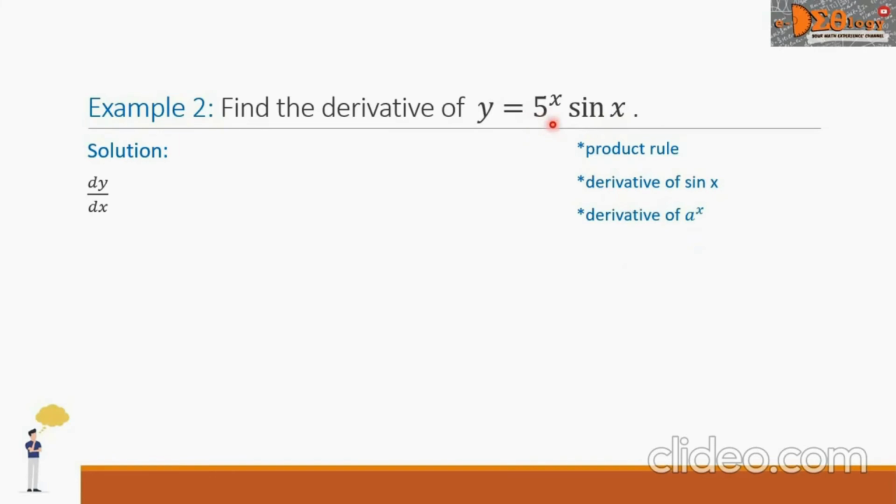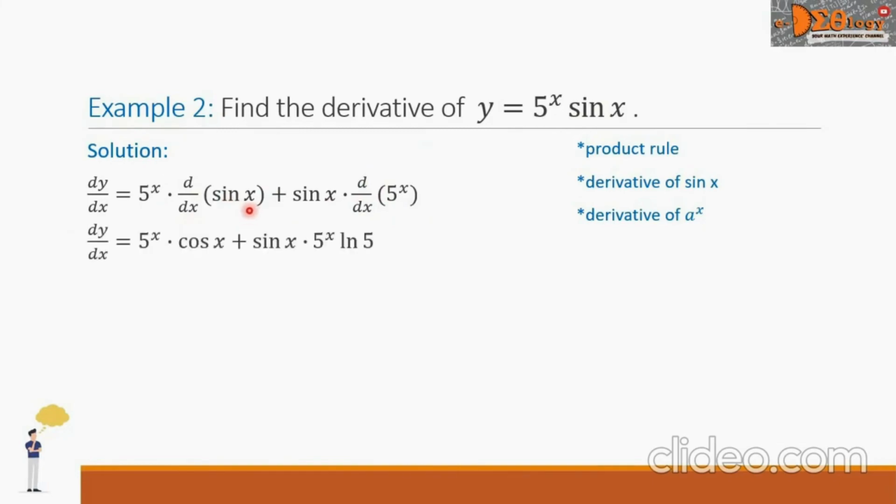So with regard to our product rule, let us now write the derivative. So we have 5 raised to x times d over dx of sine x, plus we copy that sine x times d over dx of 5 raised to x. Let us copy again this line and then let us simplify the respective derivative.